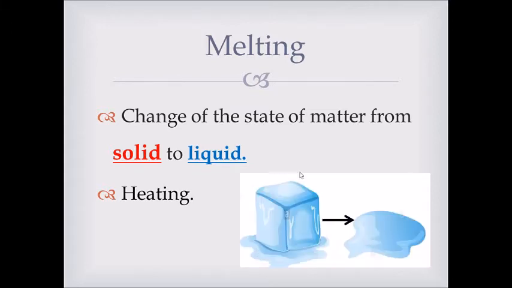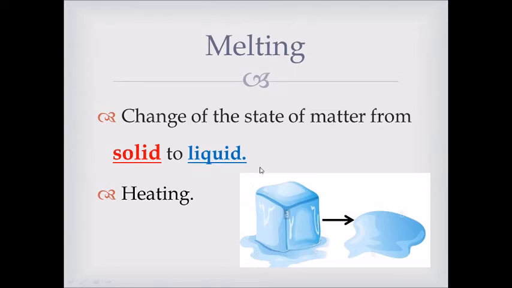Here, if you have a cube of ice and you heat it, it's going to change into liquid water. We start with water and we end up with water also. So the kind of matter didn't change, only the state of matter has changed. This is why melting is a physical change, because only the state of matter has changed, but not the kind of matter. This is solid water, this is liquid water. So we started with water and we ended up with water too, but only the state of matter has changed, so it is a physical change.